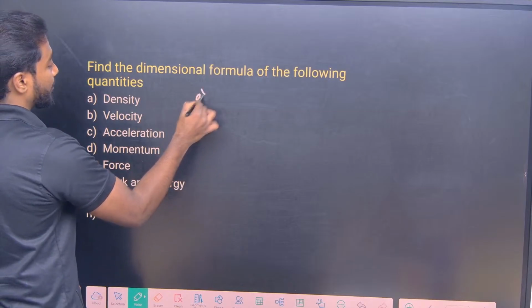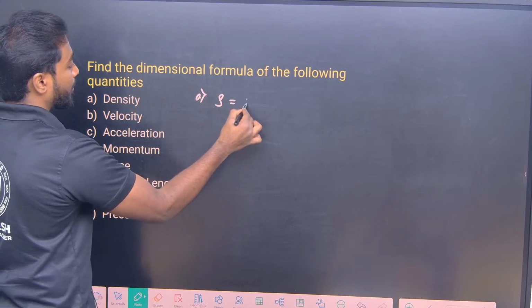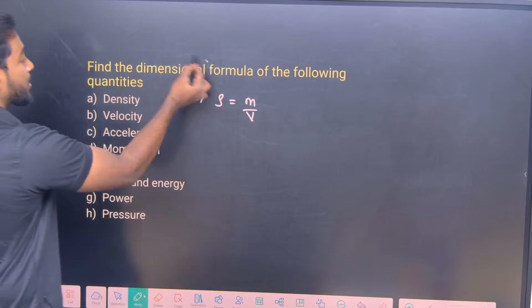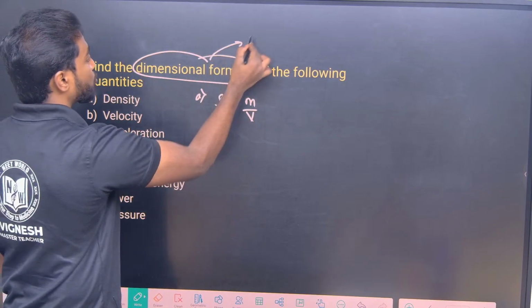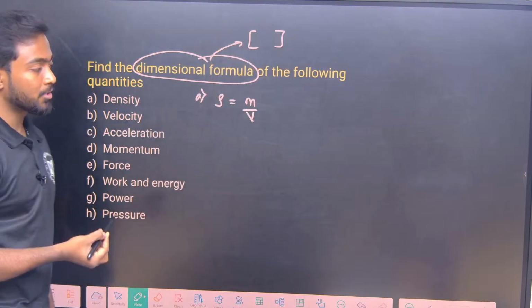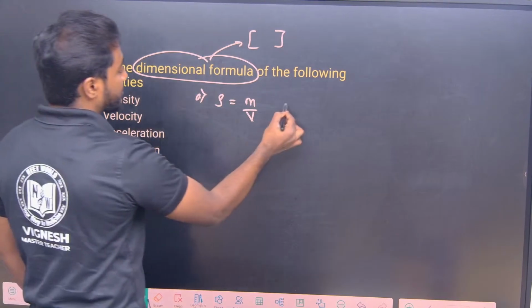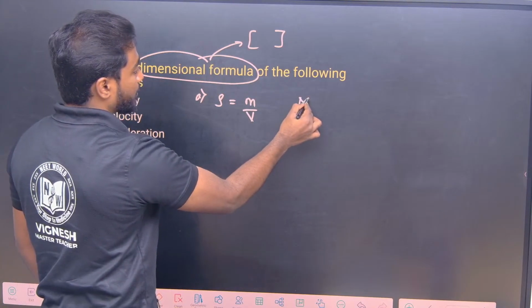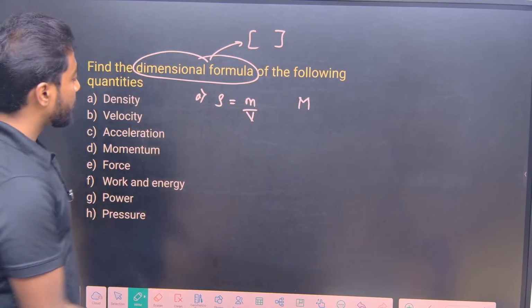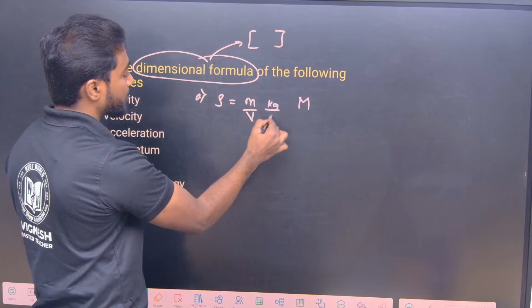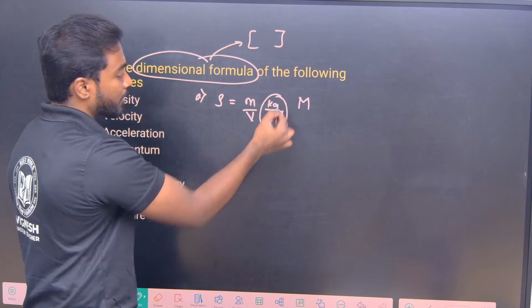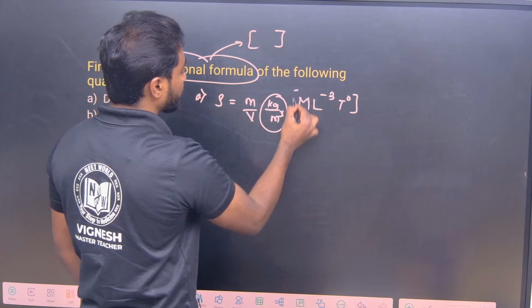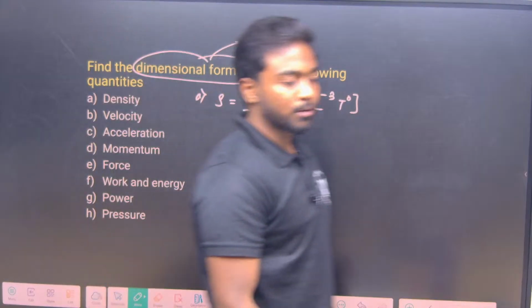The first one is density. Density is nothing but mass by volume. And one more thing, the dimensional formula we write should be in square brackets. Mass is kg, so M, and volume is meter cube, so L power minus 3. So it is M L power minus 3 T power 0. This is the first one.